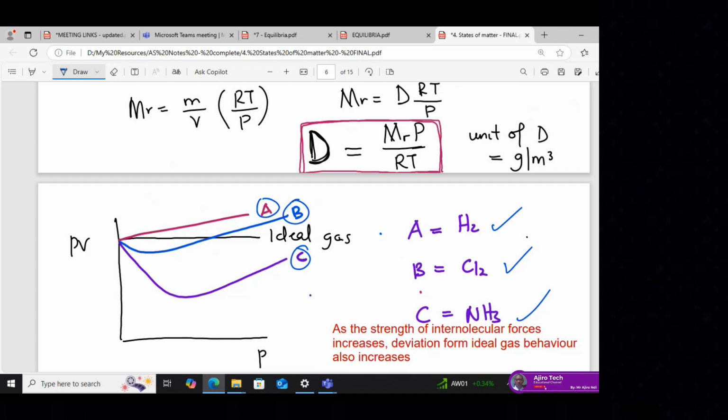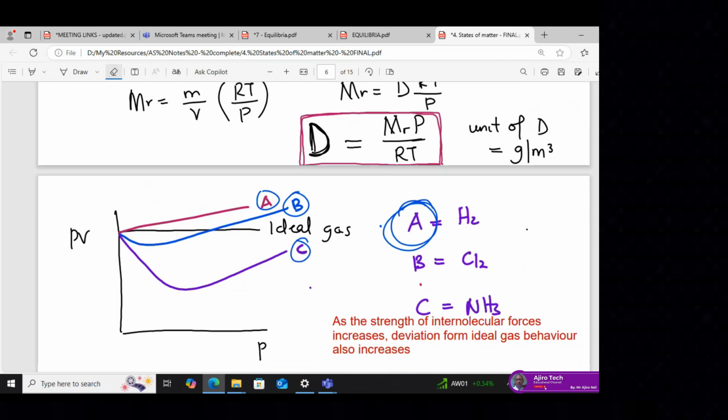Ideal gas says the product of pressure times volume against pressure is always a straight line parallel to the x-axis. Is that okay? A is also a straight line, but it's not parallel. A is the closest. Do you agree? Followed by B. C is the farthest from ideal behavior. What could A be? Hydrogen. Why do we say A is hydrogen? A could be hydrogen. Okay, good.